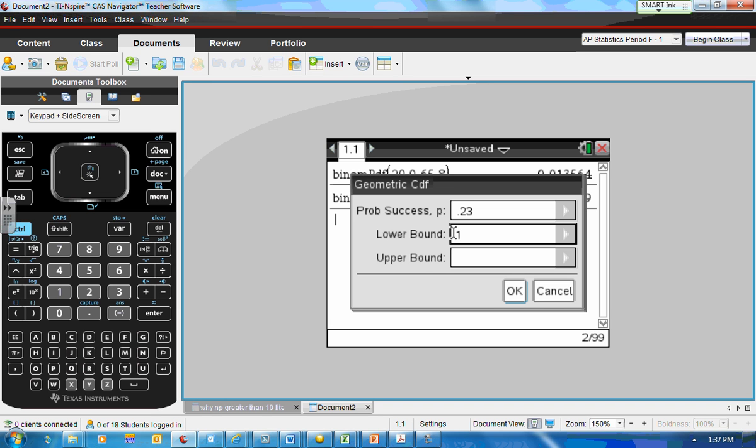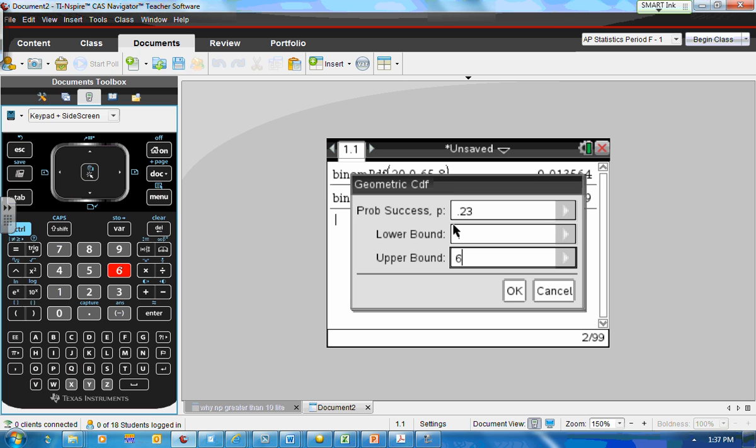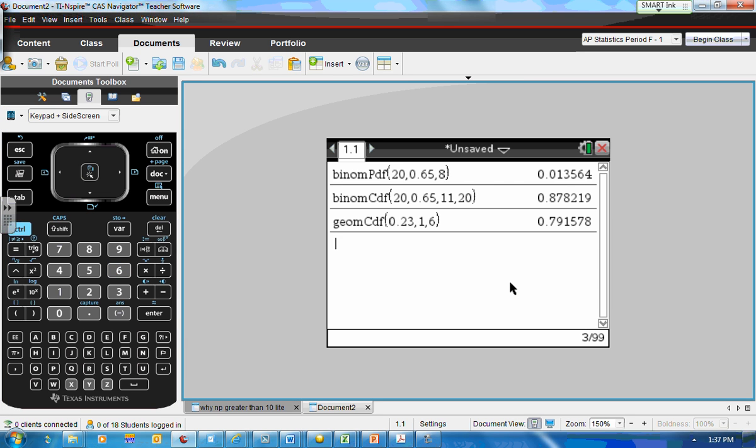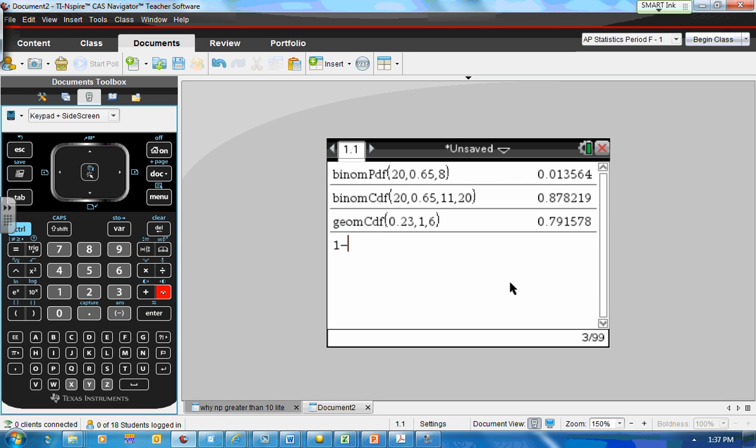So my lower bound would be 1, my upper bound would be 6. When I get that, my actual answer is 1 minus that value, so I'm just going to go up and capture that. And so my probability is actually 0.2084.